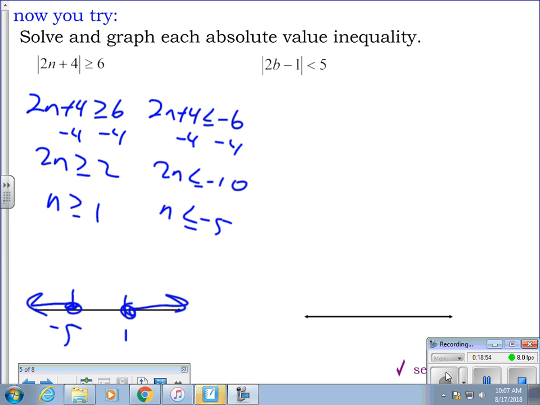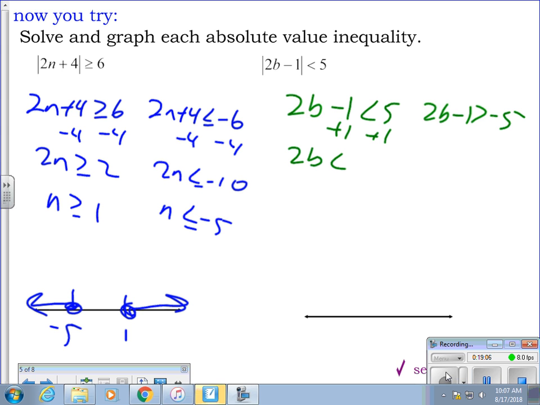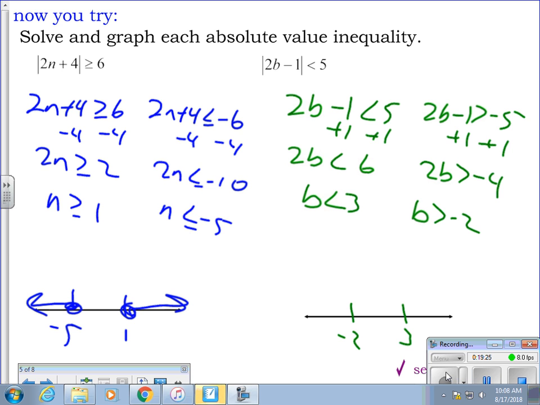Same setup, same start. 2b minus 1 is less than 5. 2b minus 1 is greater than negative 5. Add 1, add 1. 2b is less than 6. Divide by 2, b is less than 3. Add 1, add 1. 2b is greater than negative 4. Divide by 2, b is greater than negative 2. Negative 2, 3. This one's an and. Open circles on this one. Everywhere in between.